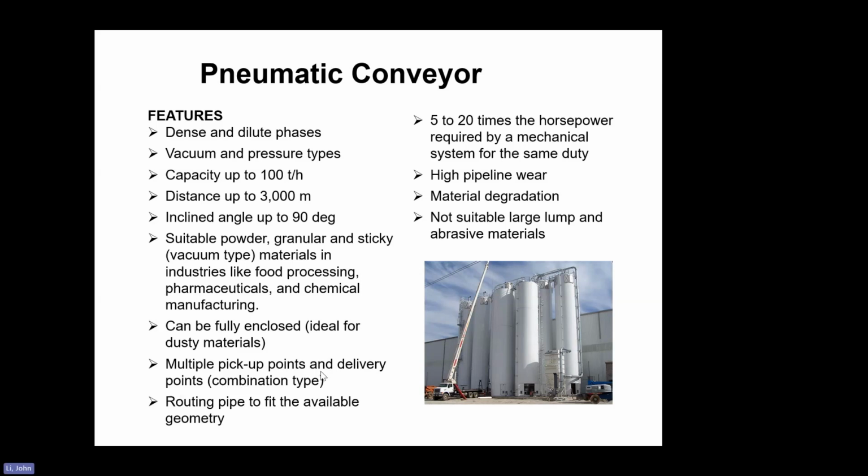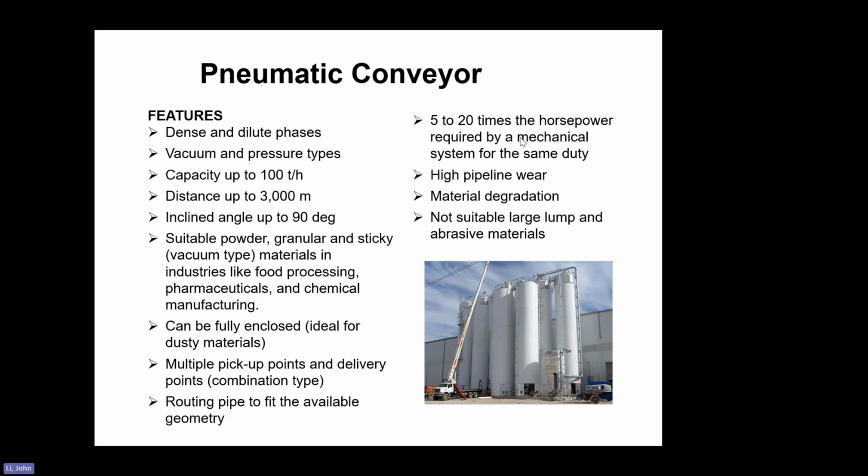So if you combine systems, you pick up using negative and then connect to a positive system. So you can pick up from many points and discharge towards many points. Routing pipe to fit variable geometry, so it can use existing plants, and you can route pipe anywhere.